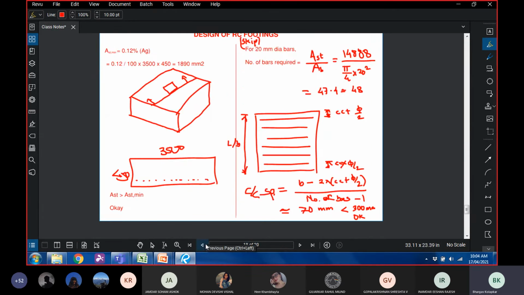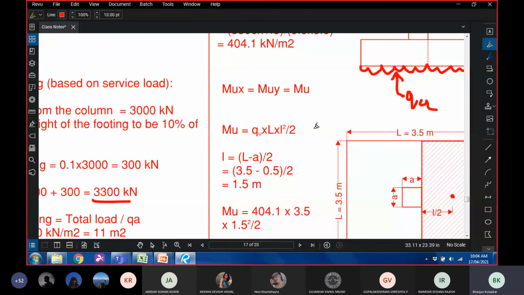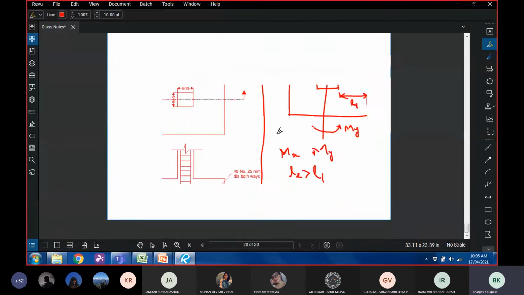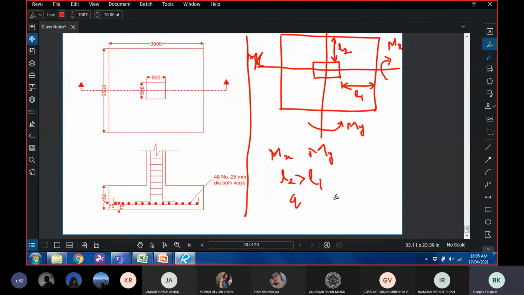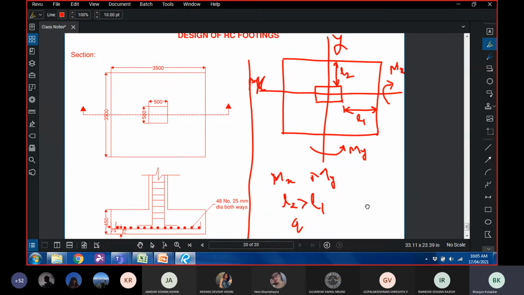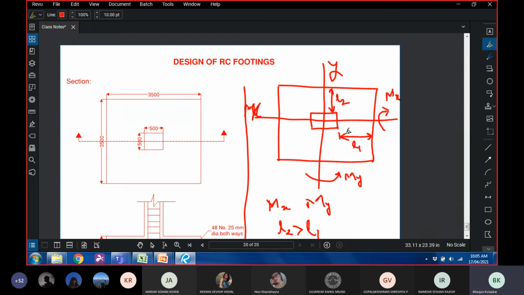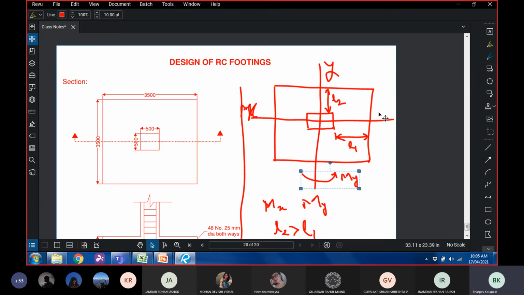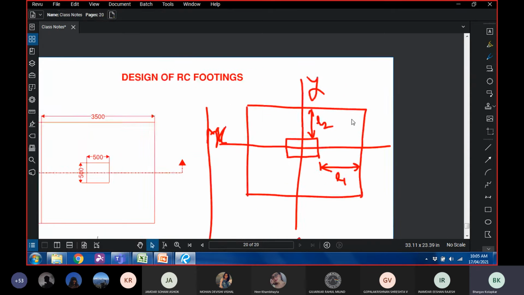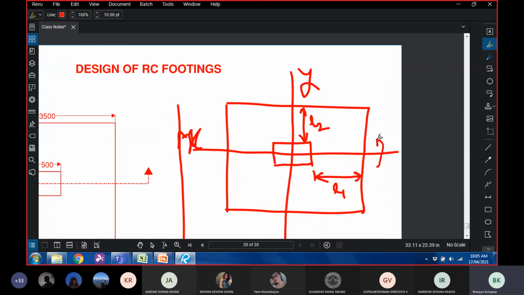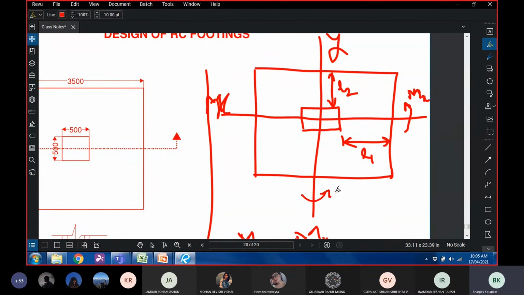Now if you look at the value of M, it is Q into L square. L is same because it's a square footing, Q is same because it's a square footing. The only thing is L1 and L2 are different. So naturally, L2 is greater than L1, meaning that Mx is greater than My. This is a larger span, so naturally there is going to be a larger moment. And just correct the direction of moment. If we are considering this, the moment is going to be like this. So this is Mx and this is My.